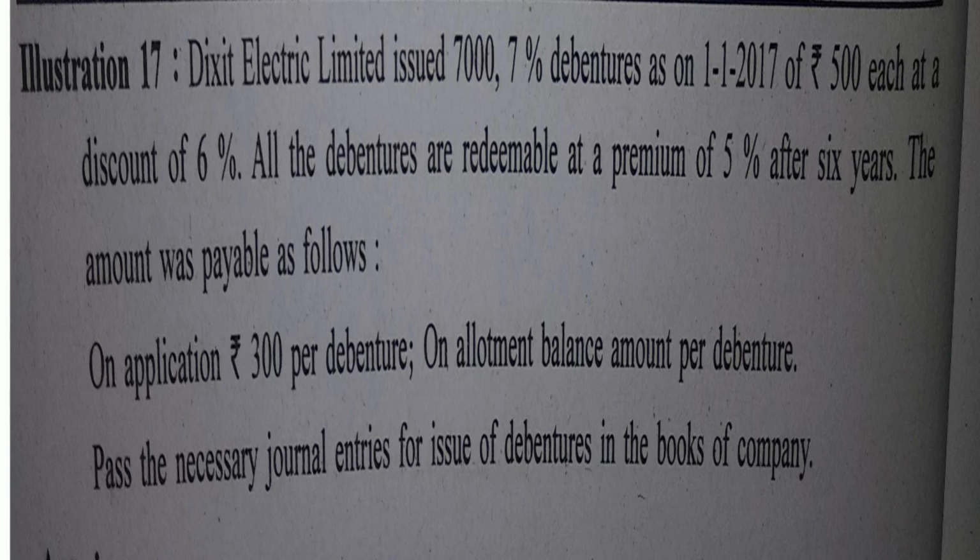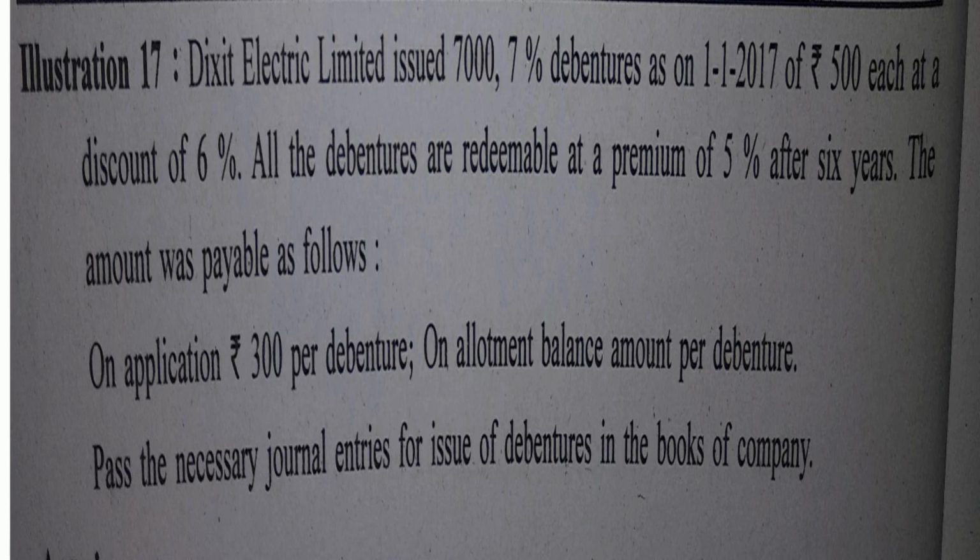Now talking about the discount. What is 6% of 500 rupees? 30 rupees, of course. So a debenture of rupees 500 is issued for rupees 470 only. Out of 470, 300 with application and the remaining with allotment.